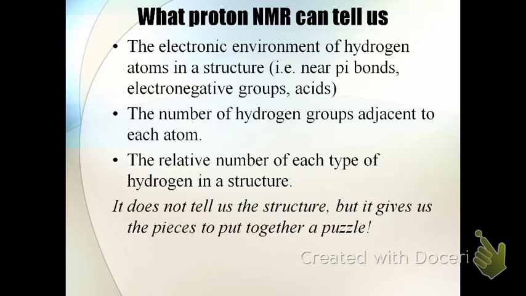Another thing that it is very useful for, and this is part of the puzzle piecing together, is that for every type of hydrogen that we see, for every type of electronic environment that we see, the hydrogens talk to each other like they're neighbors. And what ends up happening is the NMR signal for a hydrogen will actually tell us the number of hydrogens that are next to it in most instances.